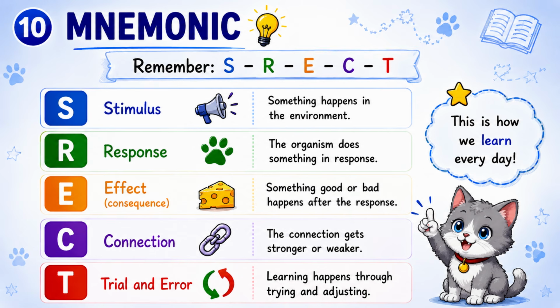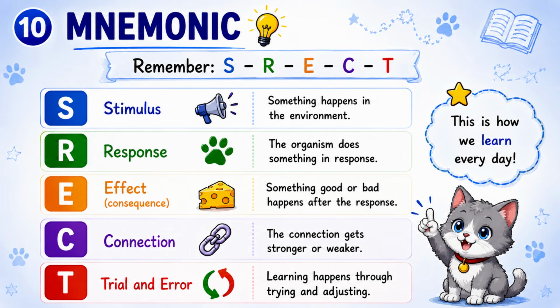Let's make this theory super easy to remember with a simple mnemonic. SRECT. இதை நம்ம strict அப்படின்னு ஞாபகம் வச்சுக்கலாம். S means stimulus. This is the situation or event that starts the learning process. சிம்பிளா சொல்லணும்னா, learning start ஆகிற situation தான் stimulus.